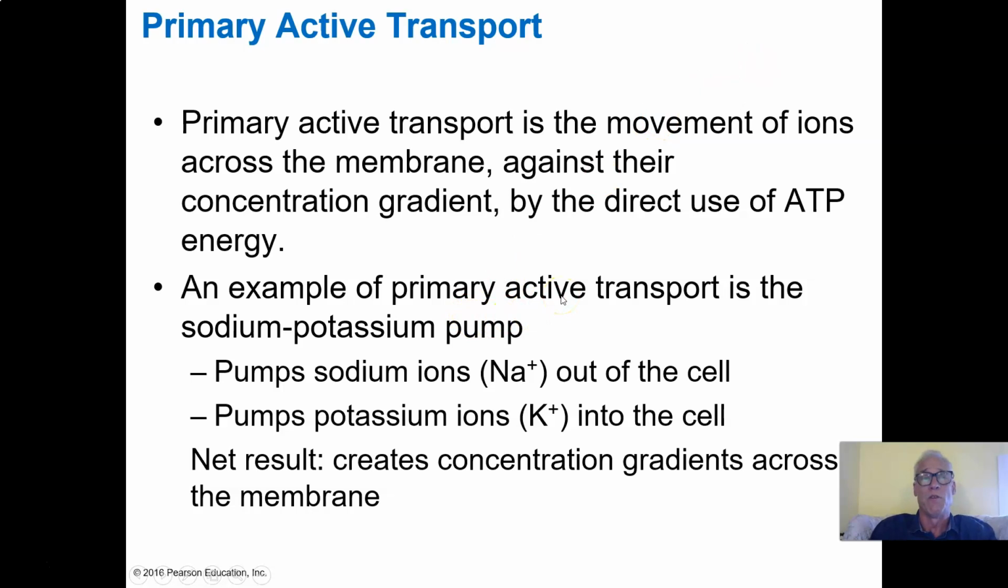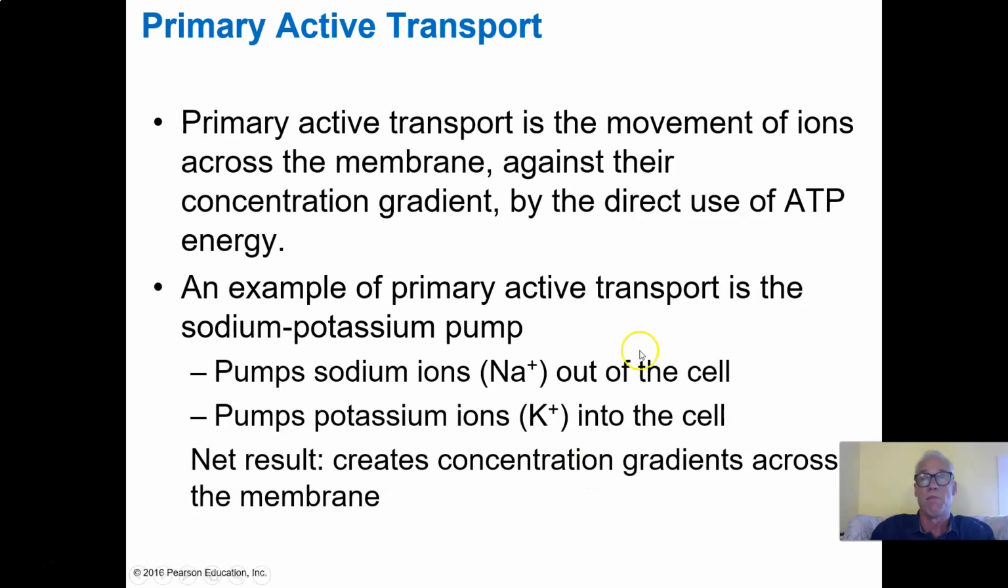The example we're going to use of primary active transport is called the sodium-potassium pump. All your cells have on their membrane sodium-potassium pumps that transport sodium ions out of the cell constantly, day in and day out, and potassium ions into the cell using ATP. They do it cycle by cycle, pumping those ions with an ATP and starting again. So cycle after cycle. The net result is that there are steep concentration gradients for these ions across the membrane. What we mean is there's a large difference in concentration from inside to outside.